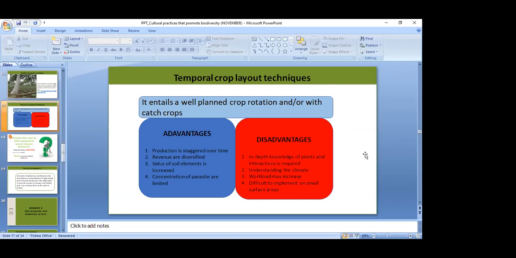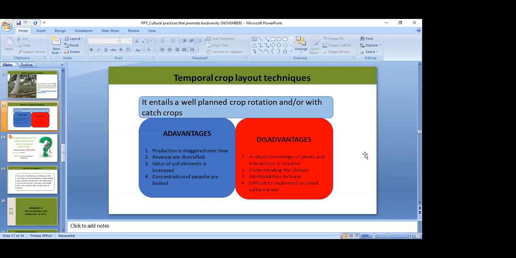Now, disadvantages include in-depth knowledge of plants and interaction is required. You need to know everything about the crop before you embark on temporal crop layout. The crop that you cultivate during rainy season, if you go and cultivate it during dry season, you must know the water requirements, you must know the retention capacity of water. Those are the things you have to put into consideration, and you need to know when you need to get them harvested, when you need to get the weeds removed from the field. You need to know when you apply your weeding, because if you apply it at the wrong time, it will affect the crop.